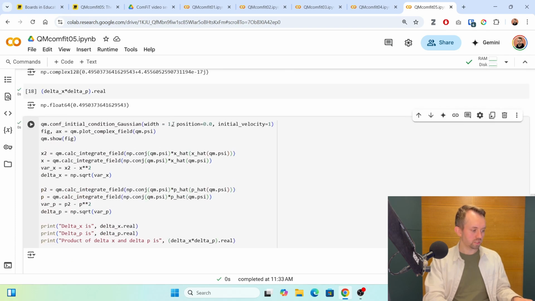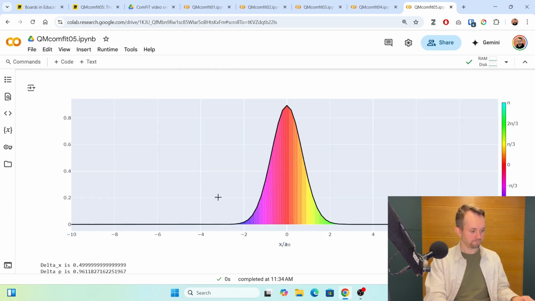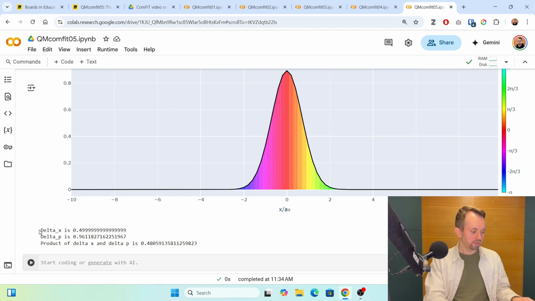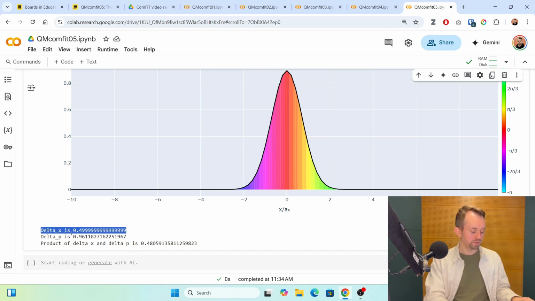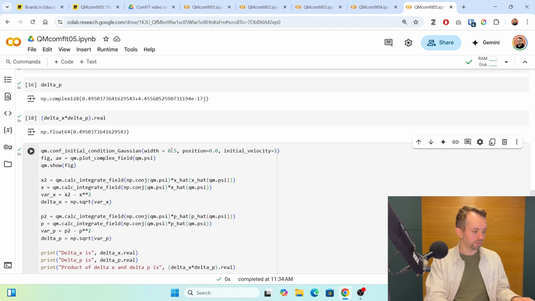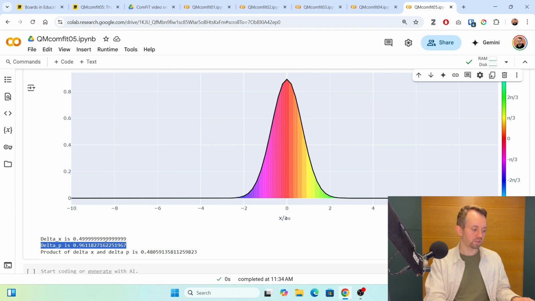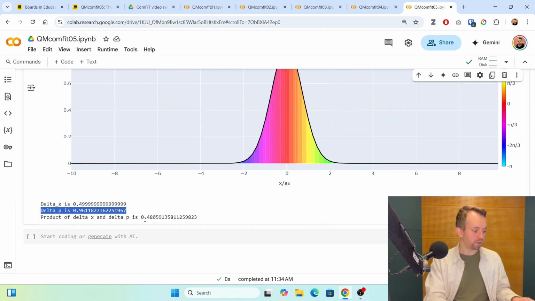Now, if I change this to be half as wide, we get an initial state which is a Gaussian that is much more close together. It's much less spread out. And what happens then is that the uncertainty in the x position is decreasing. Now it's 0.5. If you look closely, it's almost exactly what I set it to. But the uncertainty in the momentum is increasing. So we're less certain about the momentum, but we're more certain about the position. But the product is still around 0.5.